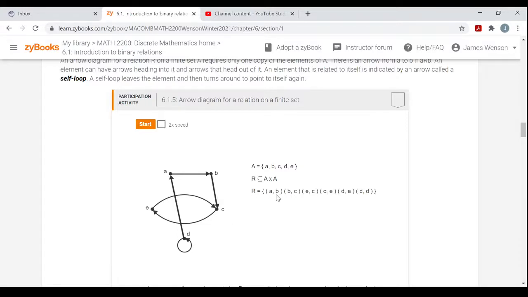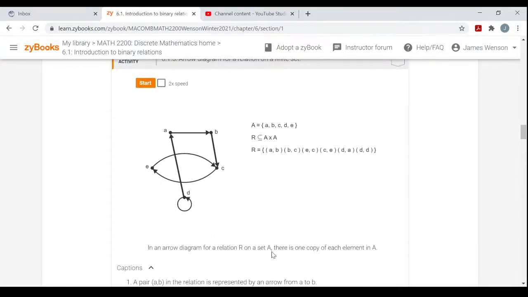And then you see A is related to B, so I've got an arrow here from A to B. B is related to C, so you got an arrow here from B to C. E is related to C, so I got an arrow from E to C. C is also related to E, so you got an arrow from C right back to E. D is related to A, so I got an arrow from D to A, see that? And then D is related to itself, so you see this self loop, D to D.